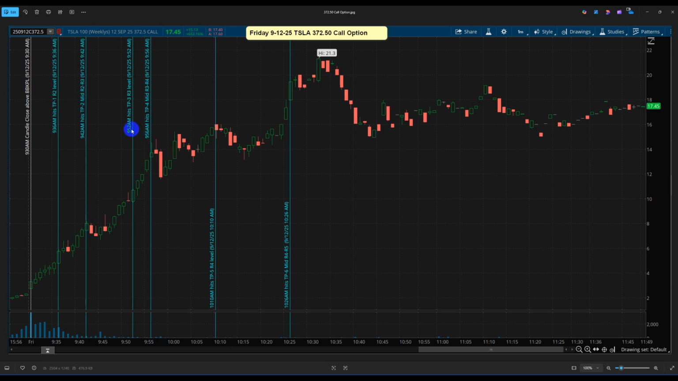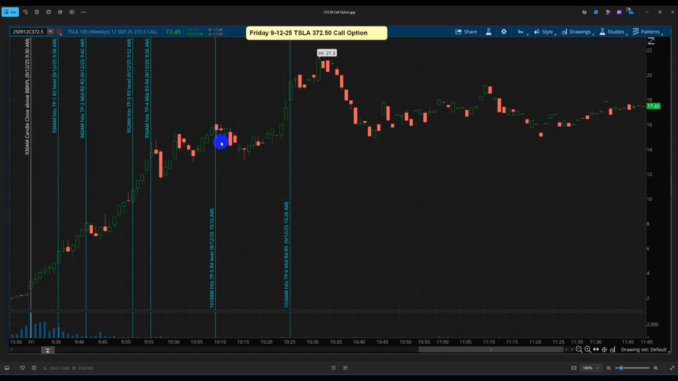Here's the 9:52 a.m. candle here where it hits TP3, the R3 level. Here's the 9:56 a.m. candle here where it hits TP4, mid R3, R4 level.